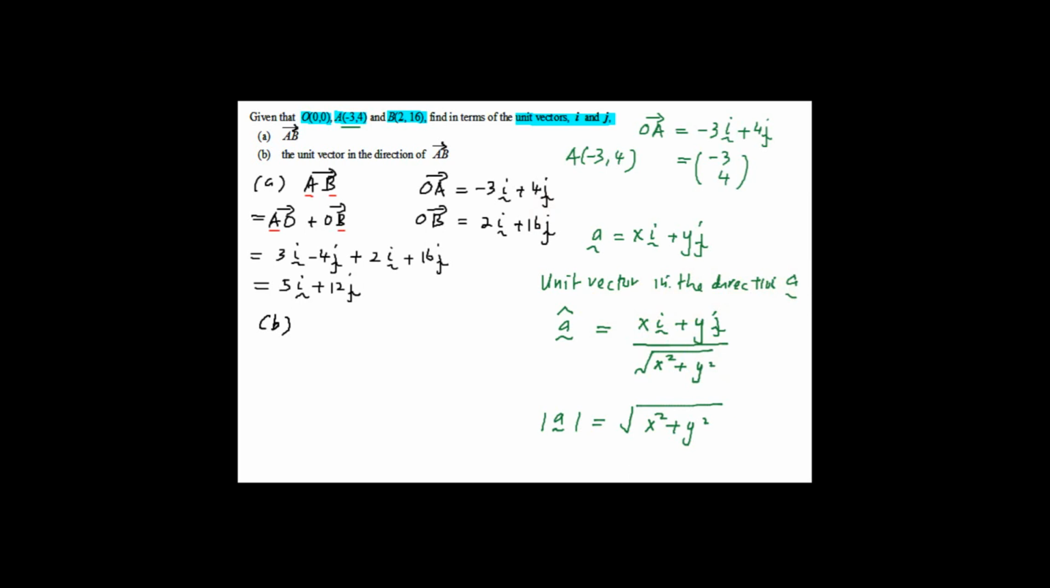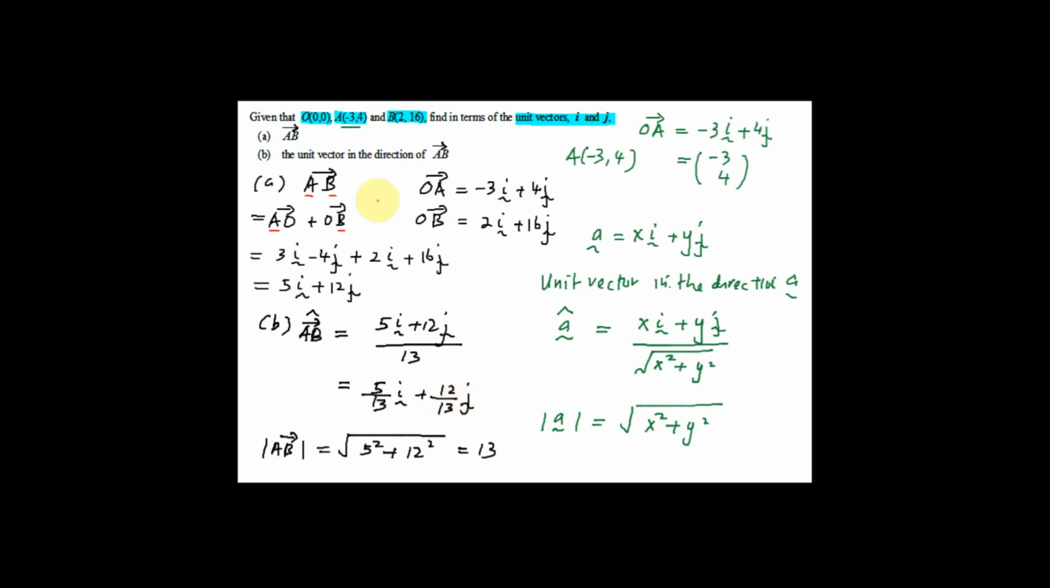So now you have to find the unit vector in the direction of AB. So this is your symbol. Now you put the vector which is AB, that is 5i plus 12j, divided by modulus AB. So what is modulus AB? Square root of 5 squared plus 12 squared, which you get 13. So you have to divide it by 13. So the answer for the unit vector in the direction of AB is 5 over 13i plus 12 over 13j.